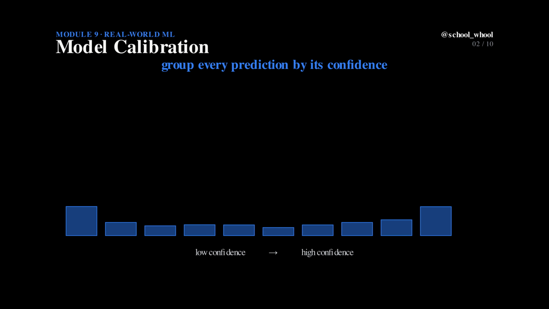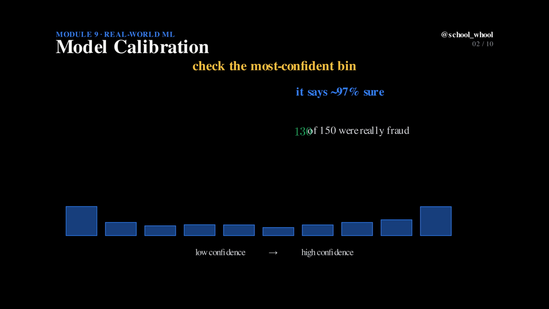Take the most confident bucket. Here the model claimed about 97% sure, on 150 predictions. Now count how many were really fraud. Only 132 of them. That's 88%. It claimed 97, but was right just 88. It overstated its confidence. Let's plot this for every bucket.